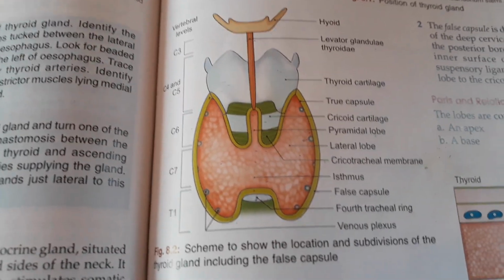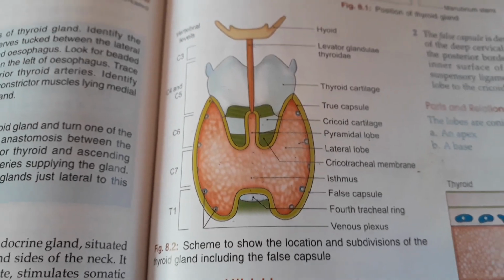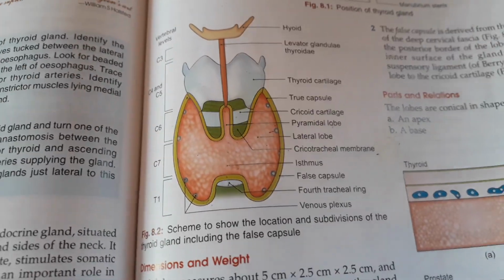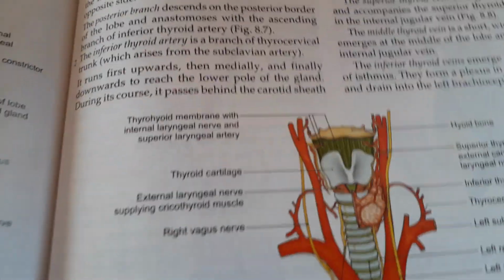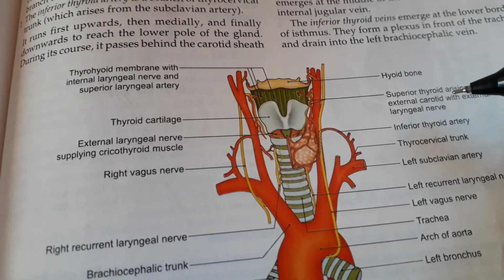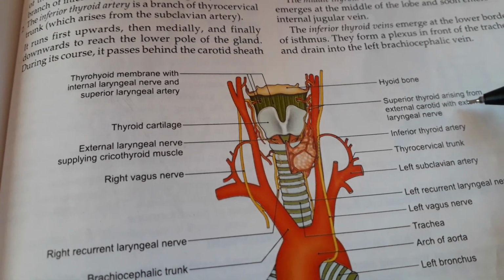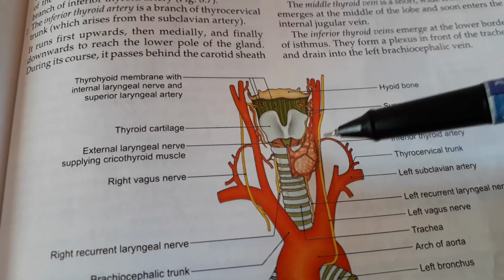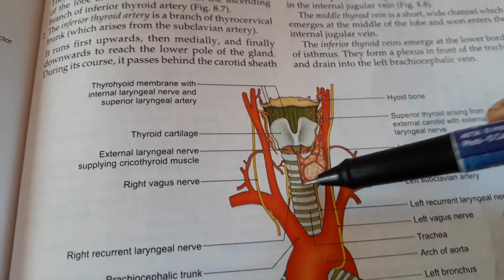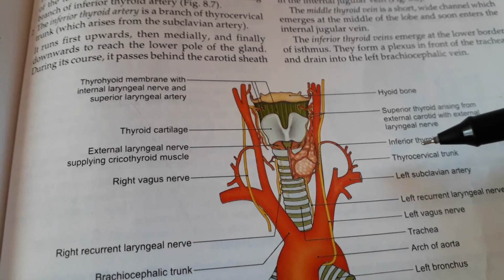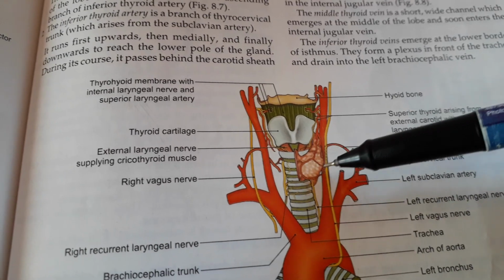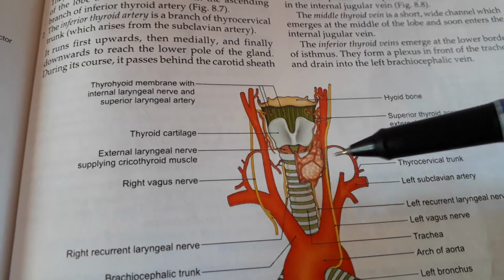Then I will go with the relations of this gland. For this I will go with one more figure. So this apex is related to the superior thyroid artery and also the external laryngeal nerve. And the base, you are seeing, is related to the inferior thyroid artery and the recurrent laryngeal nerve. This is the recurrent laryngeal nerve and this is the inferior thyroid artery.